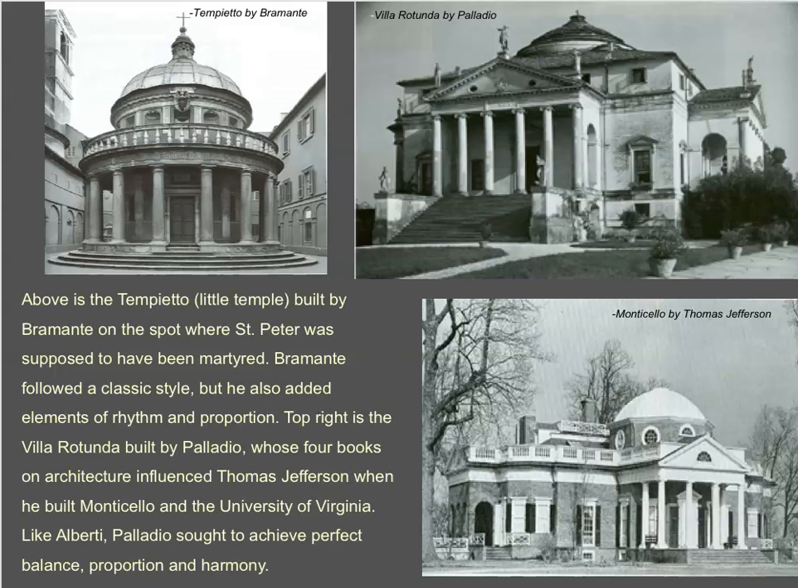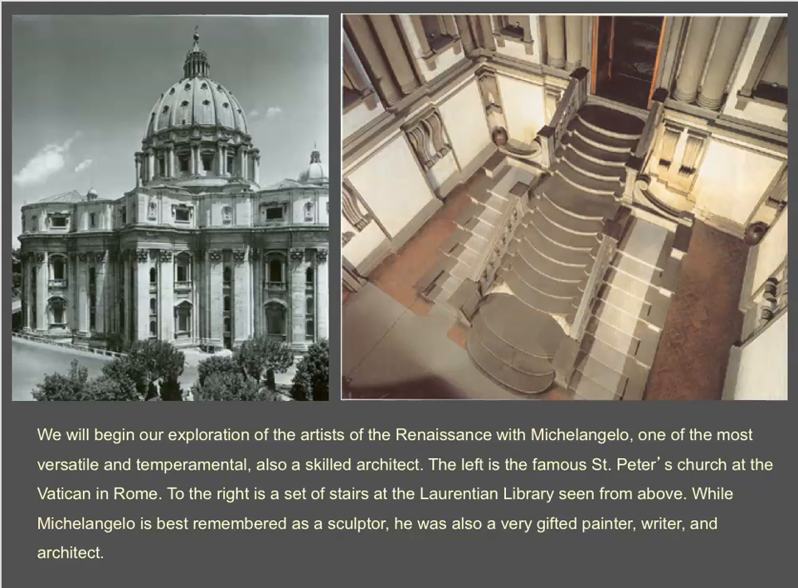Alberti, Palladio, and all of the architects of the era sought to achieve a perfect balance, proportion and harmony in the buildings that they created. Another great architect was a fellow named Michelangelo. So let's start our delve into his work by looking at some of his architecture.